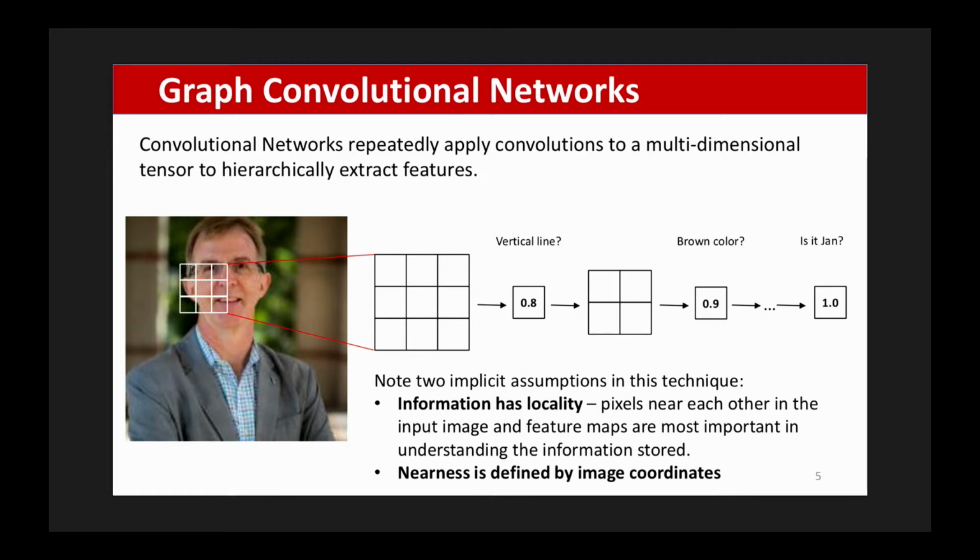So you don't need to say that the pixel at the center of this kernel is closely related to the pixel directly to its right, but less related to pixels that are 2 away or 3 away or 4 away when building up these hierarchical representations. You don't need to say that. That's just embedded in the information itself. And then the second thing that we get is that nearness is defined purely by those image coordinates and nothing else.